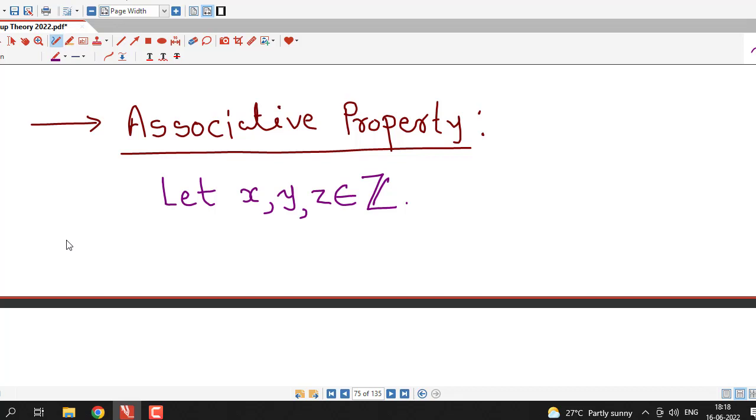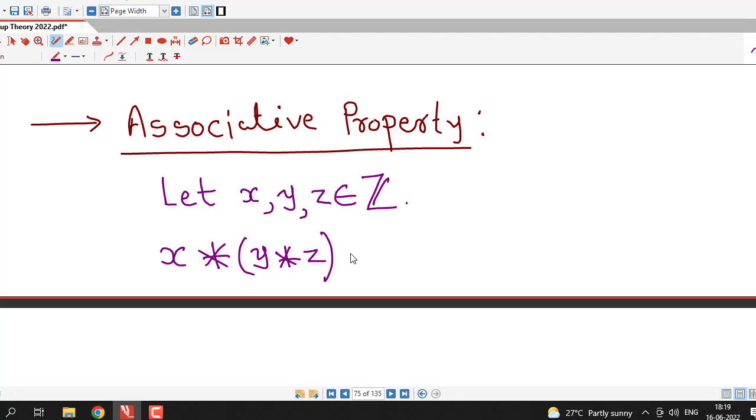So if I have some difficulty in proving the property, then I will start by taking three particular integers and then I will check for those particular integers. So this is the way how we should check properties of binary operation. So first we try to see what we will obtain for this part, x star in the bracket y star z.